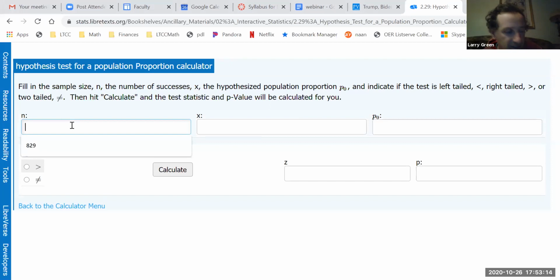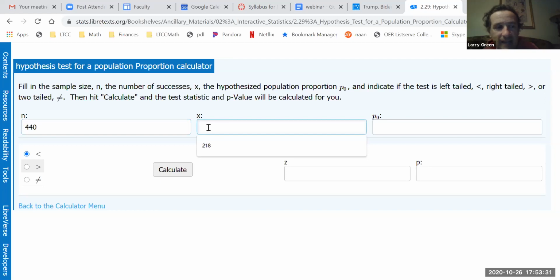N, it turns out, was 440. Remember, there were 512 people they asked, but only 440 of them actually gave a preference, and I'm going to use those people. And X turned out to be, if you take the 0.44 times 512, you get 225. Any questions on that so far?